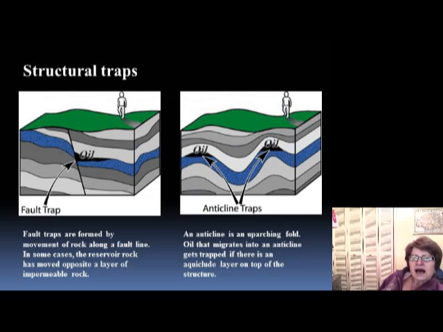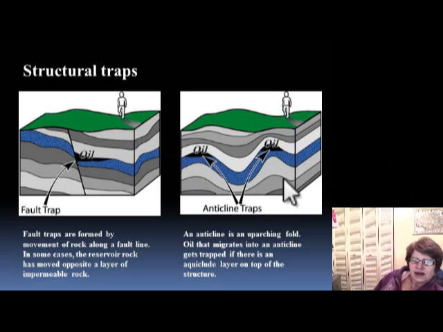The other major type is the so-called structural traps. The first kind is when you have a fault line. Right here you have a fault line, and the permeable layers are faulted in a way that they are now opposed to an impermeable layer. So right there the oil is getting trapped. So that's a good place to find oil. If you find a fault line, you have a good chance to find oil.